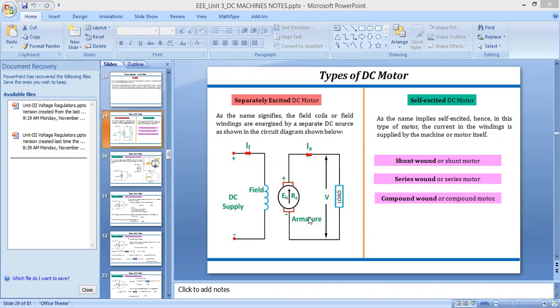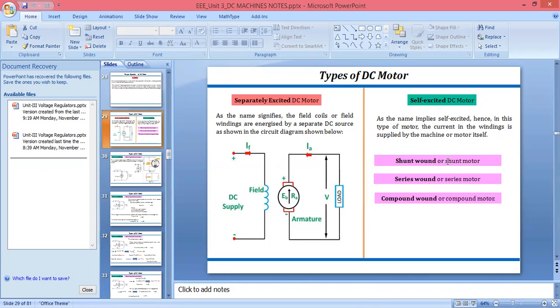Now we have to study the types of DC motor. A DC motor is used as an electromechanical energy converter. There are different types of DC motor as named here: the separately excited DC motor, and the other type, the self-excited DC motor. Here we have to study the separately excited and the self-excited.